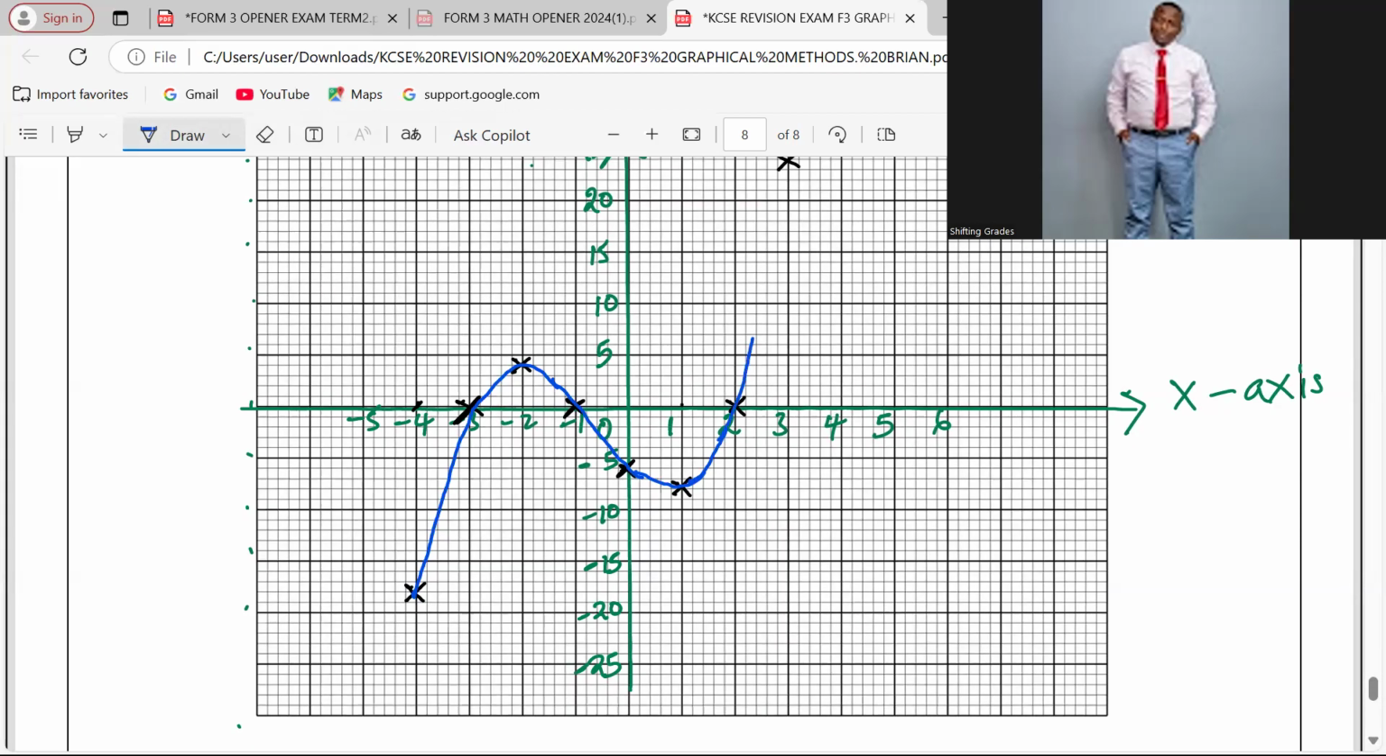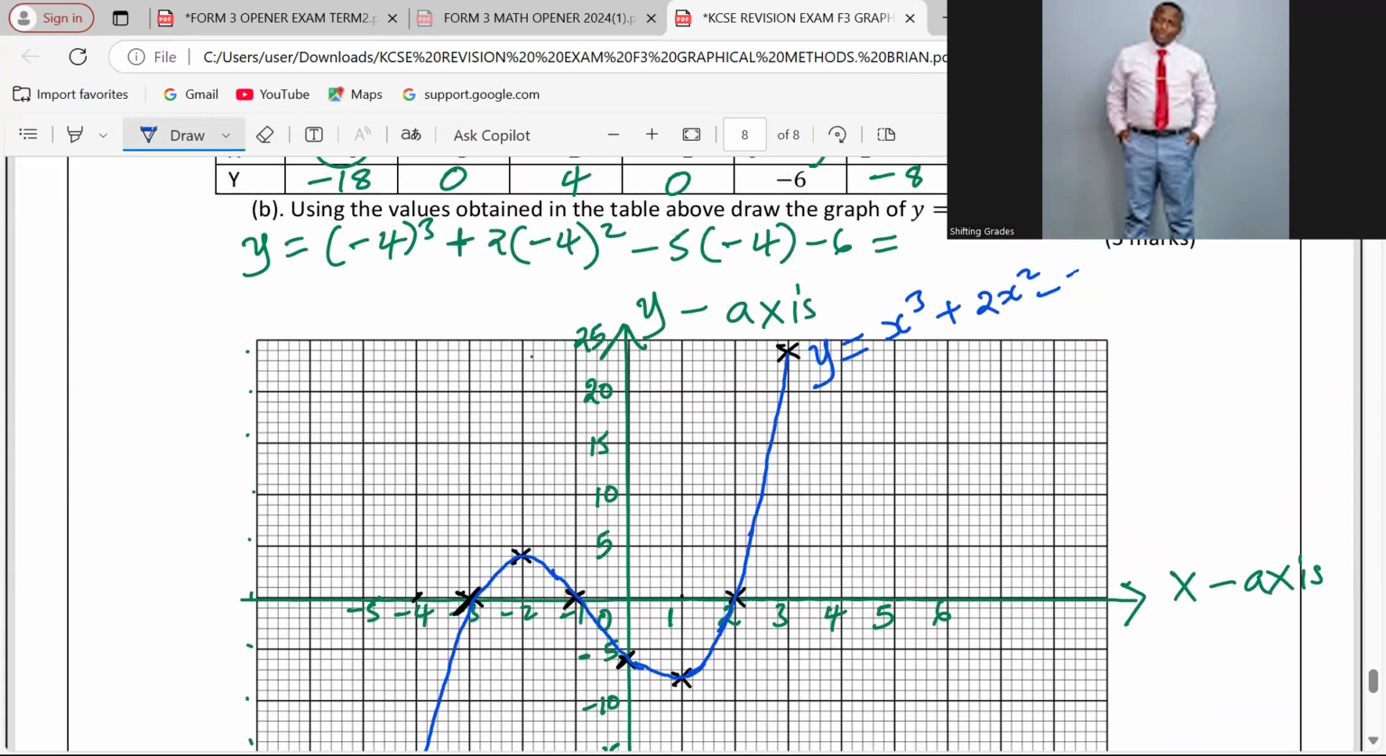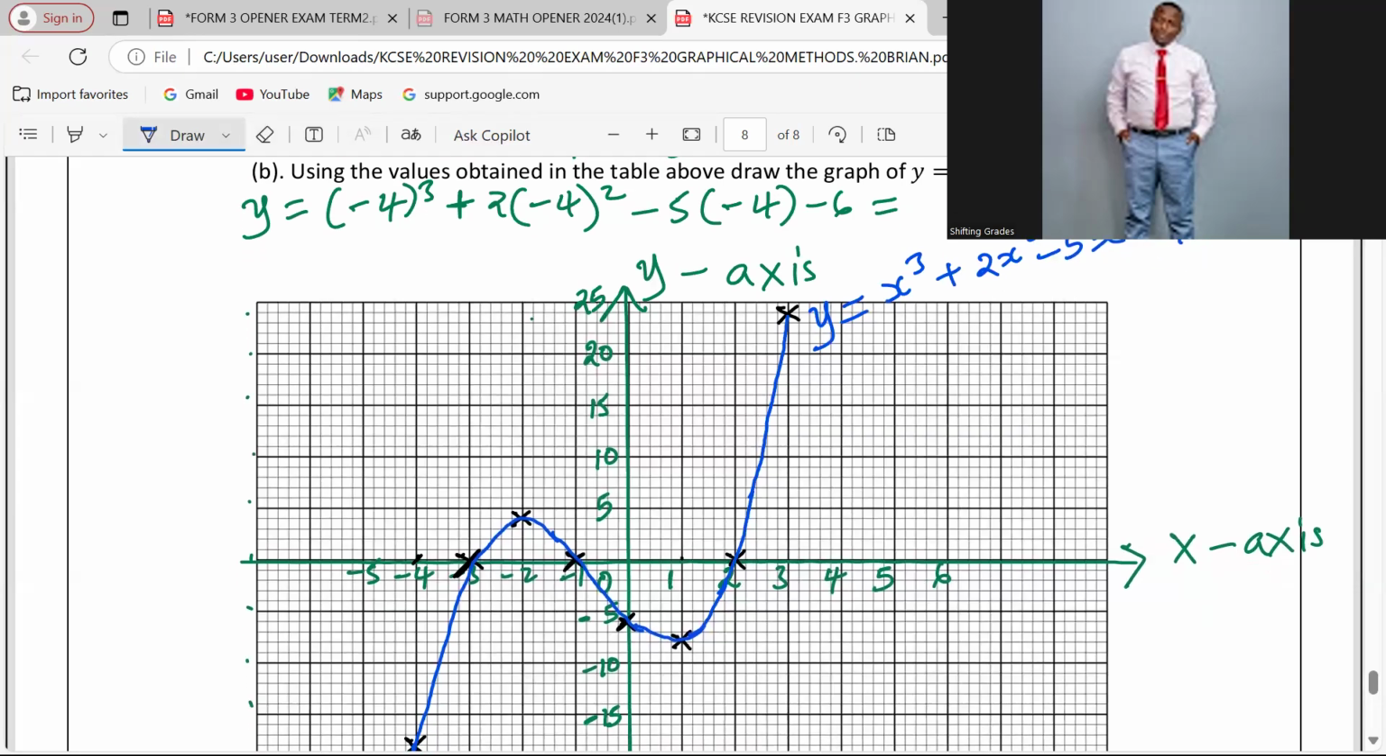So you see, now I got my curve, very smooth. So that is how you're supposed to come up with what you call a cubic curve. We can even draw it. We can even label it x³ plus 2x squared minus 5x minus 6. That is the name of the curve.